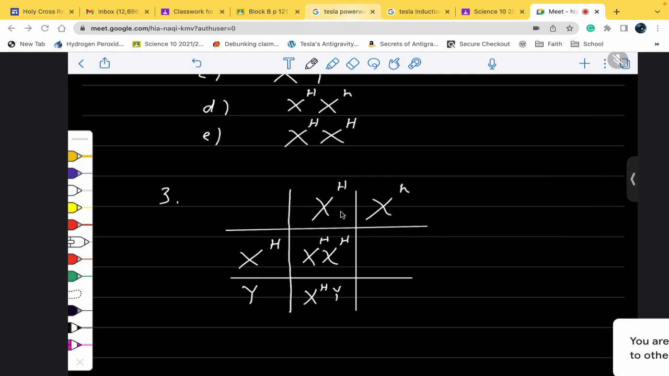Next, second column. X, little h, X, big H. Again, a young baby girl who is a carrier. No sign of it. Next, X, little h, and a Y. That's the male. He's a hemophiliac.